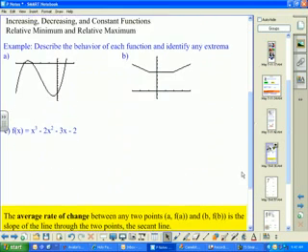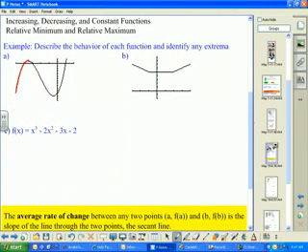We also want to talk about what functions look like, and so they'll talk about increasing, decreasing, constant functions, relative minimum, relative maximum, all kinds of good things about these functions. So our first function, we have example A here. We're going to talk about its behavior. So, and you would write this down.